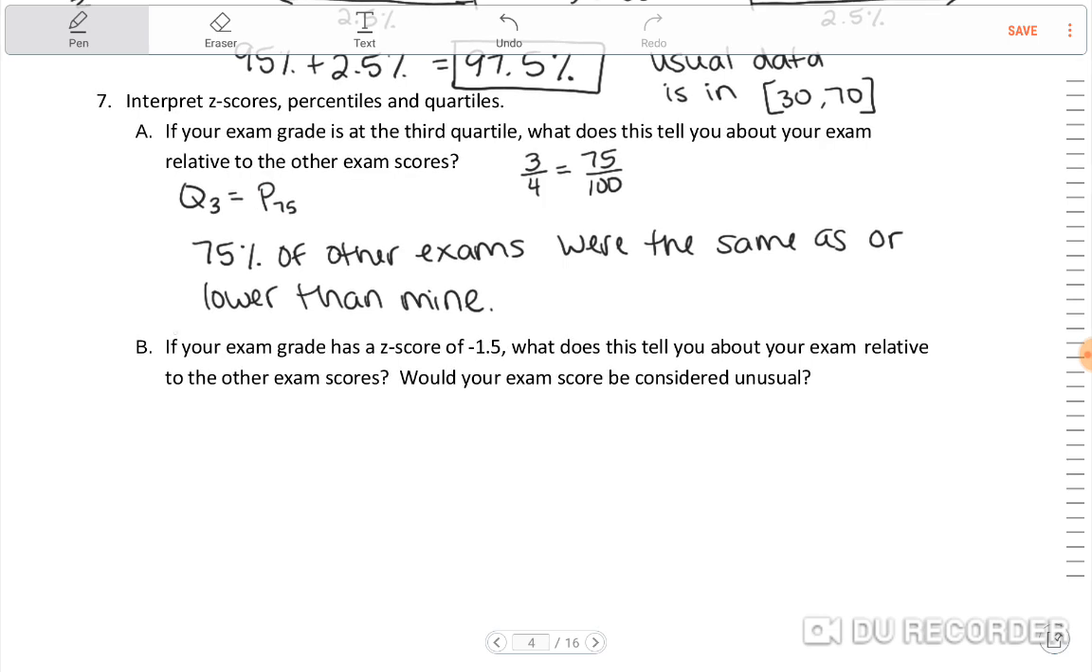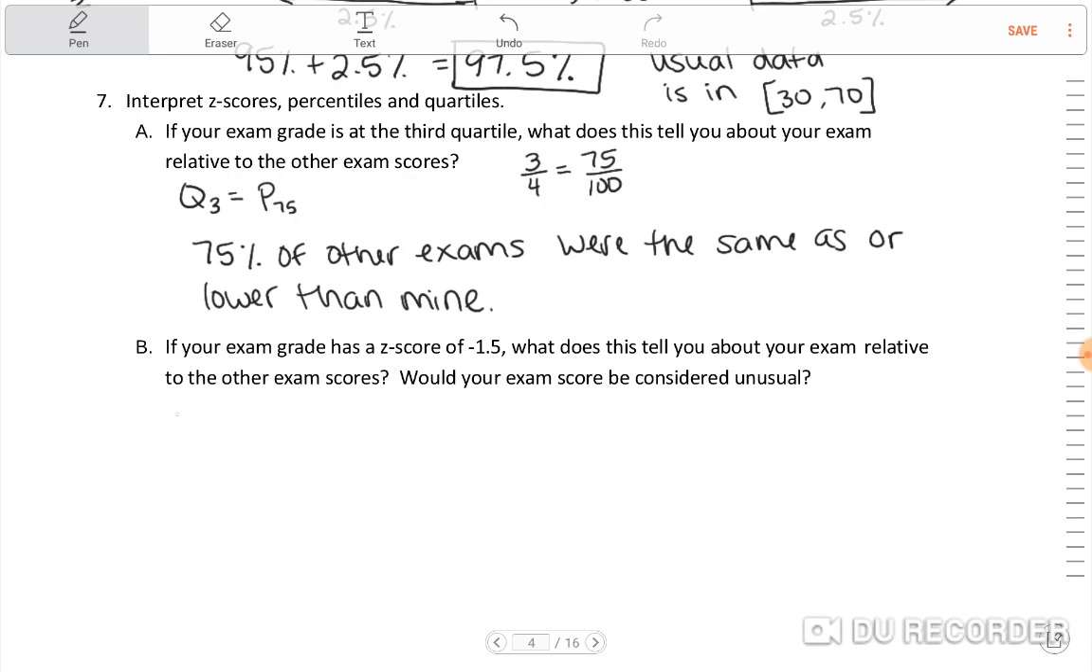Okay, last one on this video, and then I'll do another video. If your exam grade has a z-score of -1.5, what does this tell you about your exam relative to the other exam scores? Would your exam score be considered unusual? If my exam grade has a z-score of -1.5, well, first of all, I'm sad because it's negative. What that means is I'm below the mean. If it was positive, it would be above the mean, and that would be great. But yes, -1.5 means that I am 1.5 standard deviations below the mean.